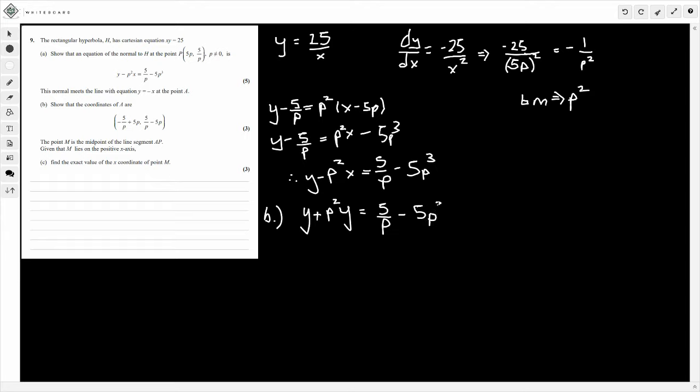5p cubed. So now we need to get this in terms of y. So how do we do that? Well, notice there's two y's on this side, so we can start factorising. So that's going to give me y multiplied by 1 plus p squared.